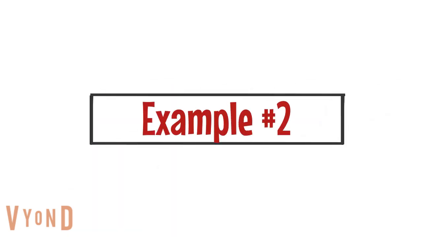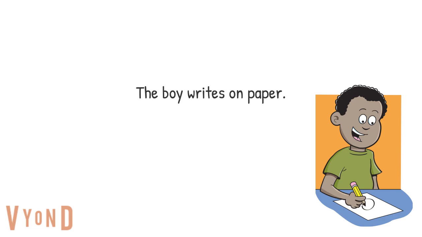Let's look at another example. The boy writes on paper. In this example, the subject is the boy. He is who the sentence is about. The verb is writes. This tells us what the subject, the boy, is doing. The object is paper. It tells us what the boy will write on.